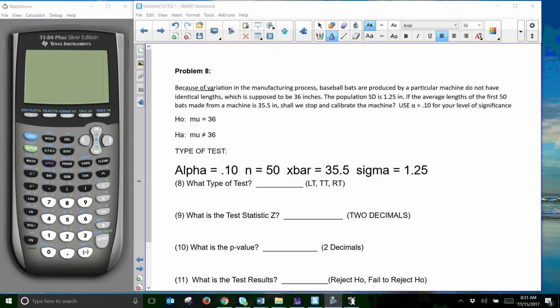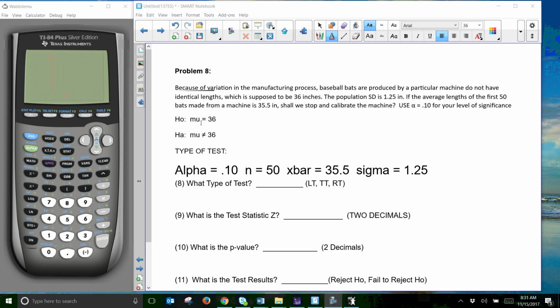In problem 8, it says because of variation in the manufacturing process, baseball bats produced by a particular machine do not have identical lengths, which is supposed to be 36 inches. The population standard deviation is 1.25. If the average length of the first 50 bats made from a machine is 35.5, shall we stop and calibrate the machine? Use alpha 0.10 for your level of significance.